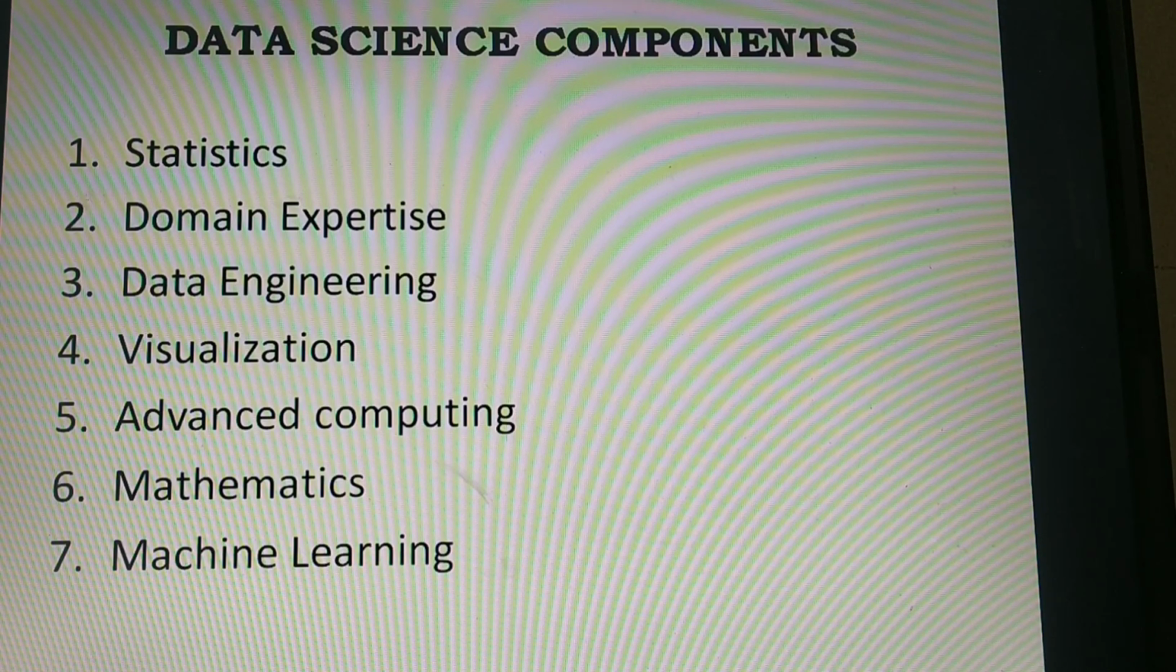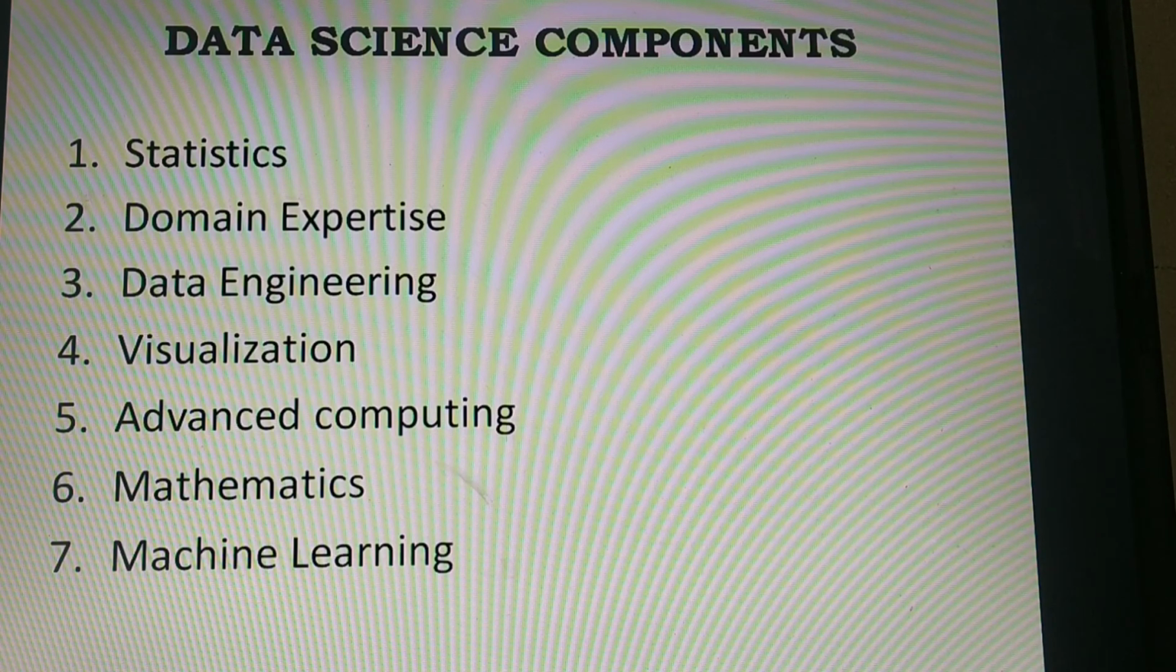What are the important components of data science? Statistics, domain expertise, data engineering, visualization, advanced computing, mathematics and machine learning. These components are asked in MCQ questions. Three components are given from these and one more is some other component, so you select the one that is not a component of data science.